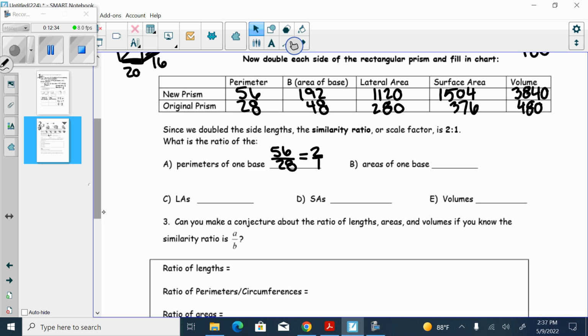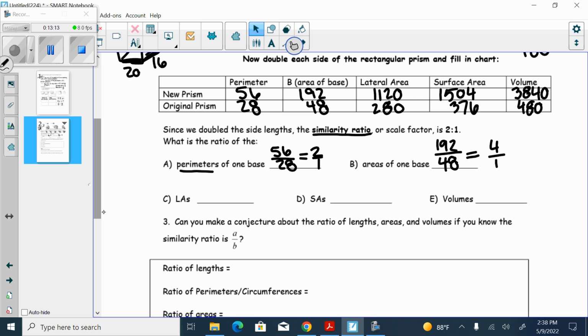Which makes sense because we said our similarity ratio and our perimeter ratio should always be right. Okay. Then they want us to compare the areas of the bases. Well, our new base area was 192. Our original base area was 48. Will 192 over 48 simplify to what? 4 over 1. And what did we say you had to do to a perimeter ratio to turn it into an area ratio? Square. And 2 squared is 4, 1 squared is 1.